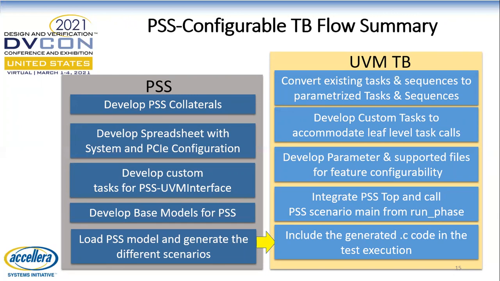customize and parameterize the existing tasks and sequences first, then add necessary leaf level tasks to accommodate the calls from PSS, then develop the parameter files and support files for the configurable testbench, integrate the PSS top to the testbench top, and call the scenario main from the run phase of each test after the boot sequence. Include the generated C code in the test execution.